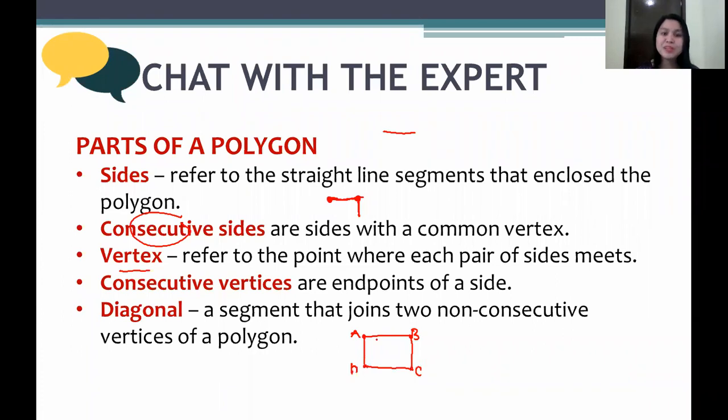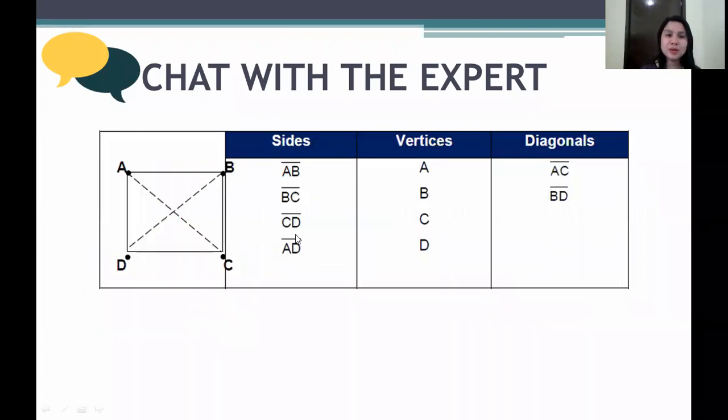So A and B are consecutive vertices, but A and C are not consecutive vertices. Therefore, once you join A and C, you form the diagonal. Let us have this one.